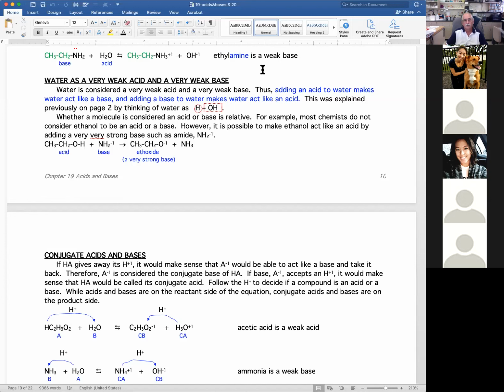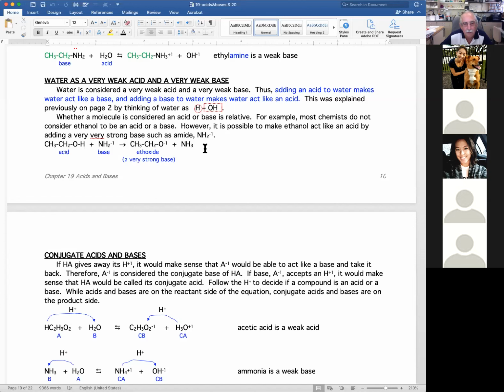So most people would not consider ethanol to be an acid or a base. But I can do it. I could do it right here in this lab. All I need is a really, really strong base, such as the amide ion. So I can generate amide ion using, say, lithium and things like that. And now what does this do? It wants to form ammonia.